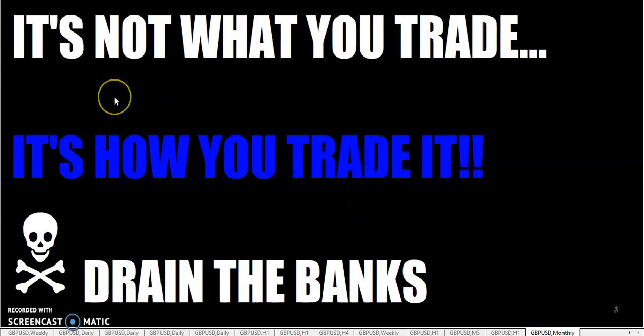Anyway, fellow traders, when you look at these indicators out there, just don't go for the flash. Don't get suckered in because it's not what you trade. It's how you trade it.